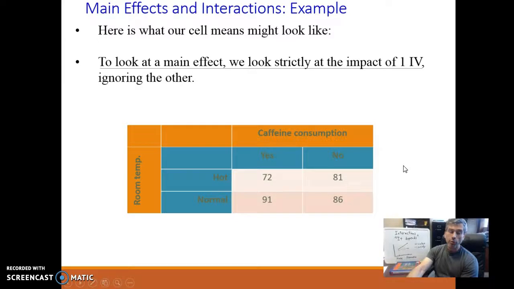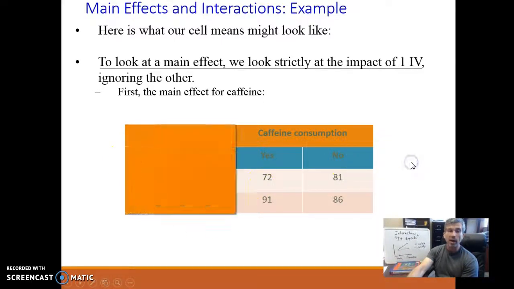But overall, the first thing we do in a factorial ANOVA is look at our main effect. So let's look conceptually at what a main effect would look like. Let's say we just wanted to look at the main effect for caffeine. If that's the case, we want to disregard what temperature the room is and only look at whether they had caffeine or not. So how could we do that?